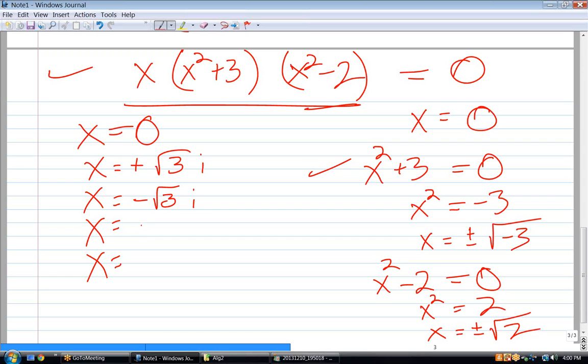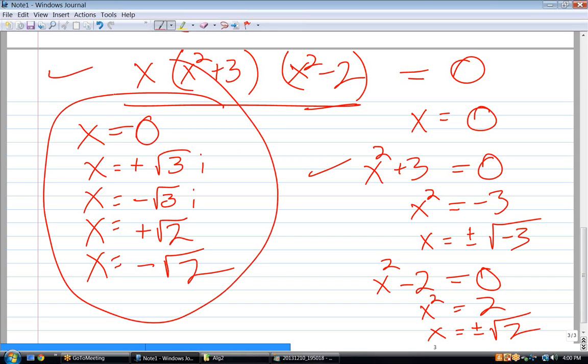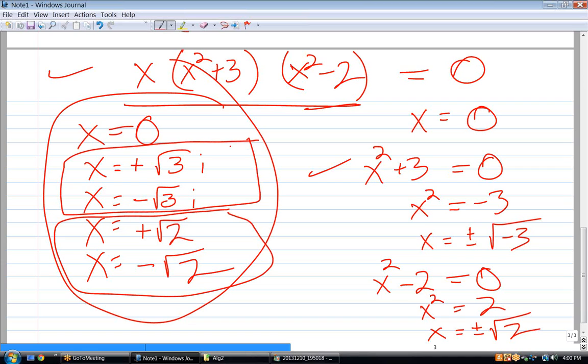Then you would have positive square root of 2, and then negative square root of 2. So how many real solutions do we have? You have 3 real solutions? Okay. How many irrational solutions do we have? Just 2. And then how many complex solutions do we have? 2? And integer solutions? 1.